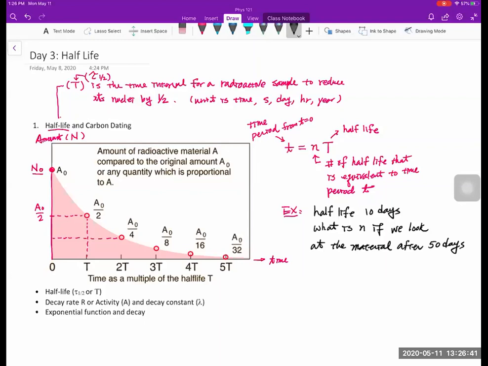That's very simple, right? The 50 is the time period that you're looking at, and you look at how many half-lives you've been going through. The big T is simply equal to 10, so that should be 5 times 10, meaning your N is equal to 5. Now, what if I wanted to know what amount of material remained after 5 half-lives?